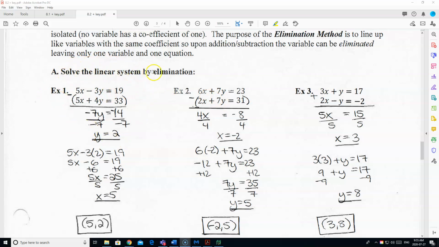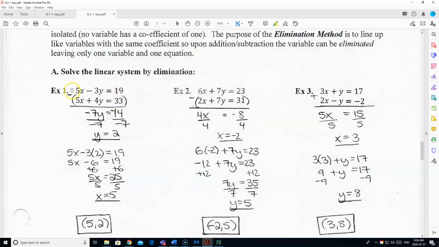It says solve the linear system by elimination. Again, you get your two equations. We have our first equation here, 5x minus 3y equals 19. Our second equation, 5x plus 4y equals 33. The first step is you're going to line it up so all the similar terms are on top of each other. So 5x, 3y, and you have 4y here, and just the whole numbers here, the integer form.